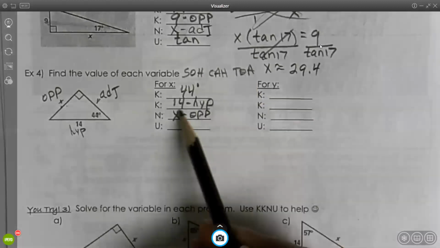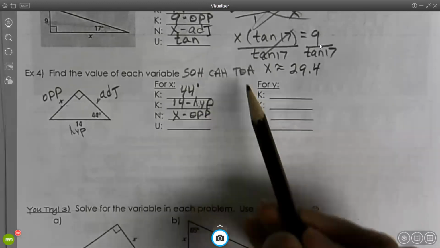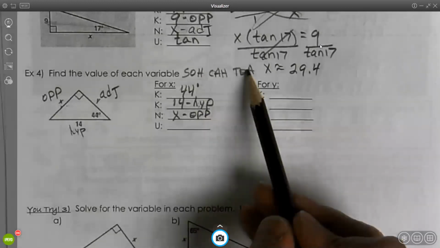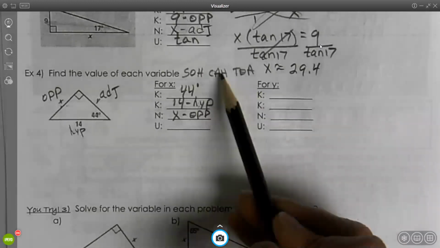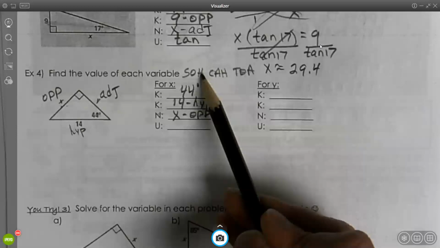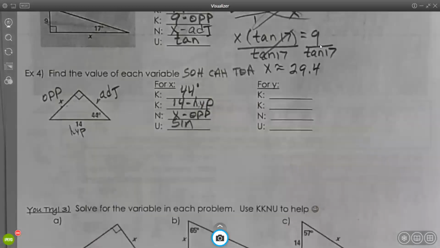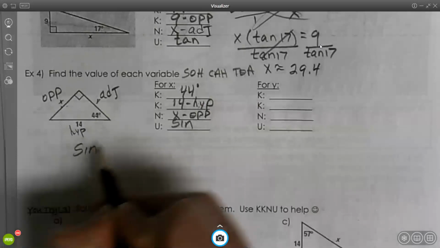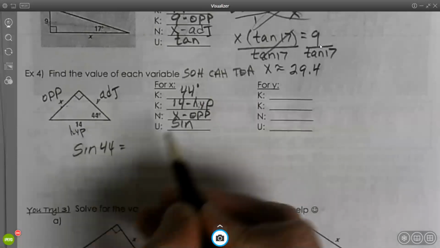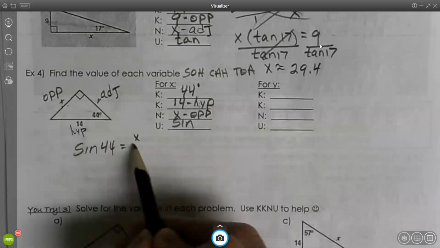when we're dealing with opposite and hypotenuse, tangent has adjacent. We don't have adjacent. Cosine has adjacent. Oh, we don't have adjacent. We have opposite and hypotenuse. We're going to work with sine. That's the trig function we're going to use. So we say sine of 44 equals the opposite over the hypotenuse.